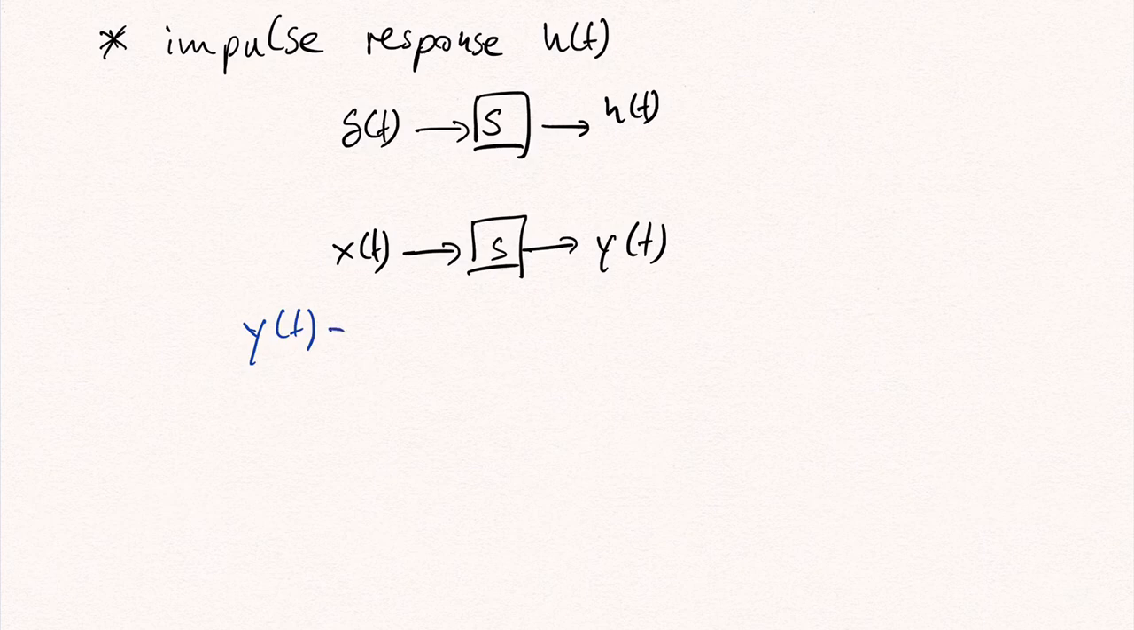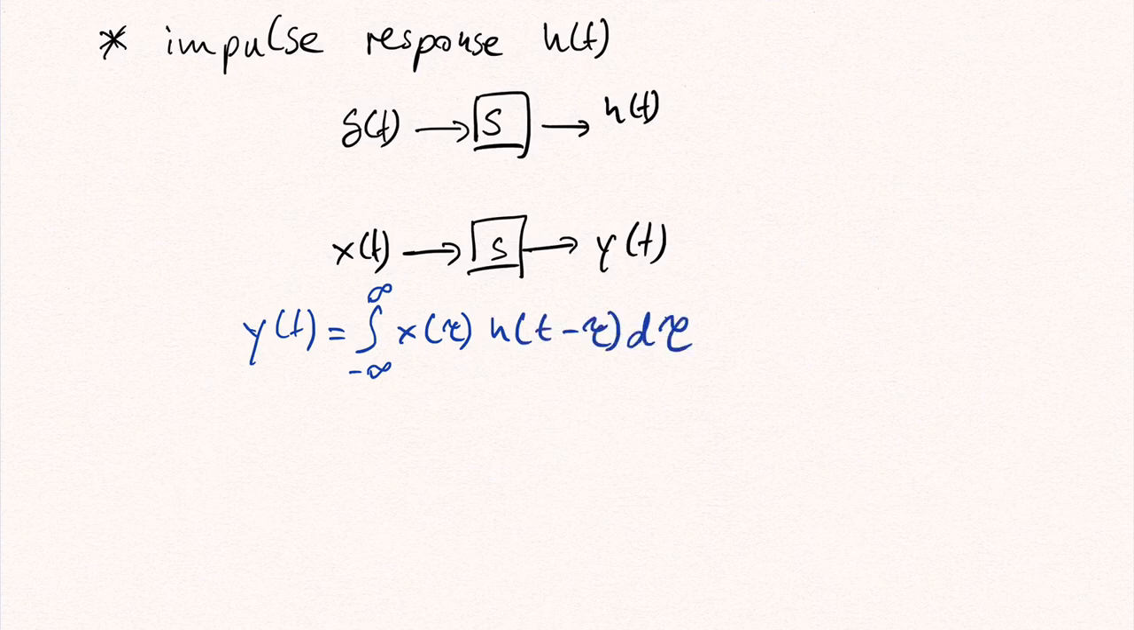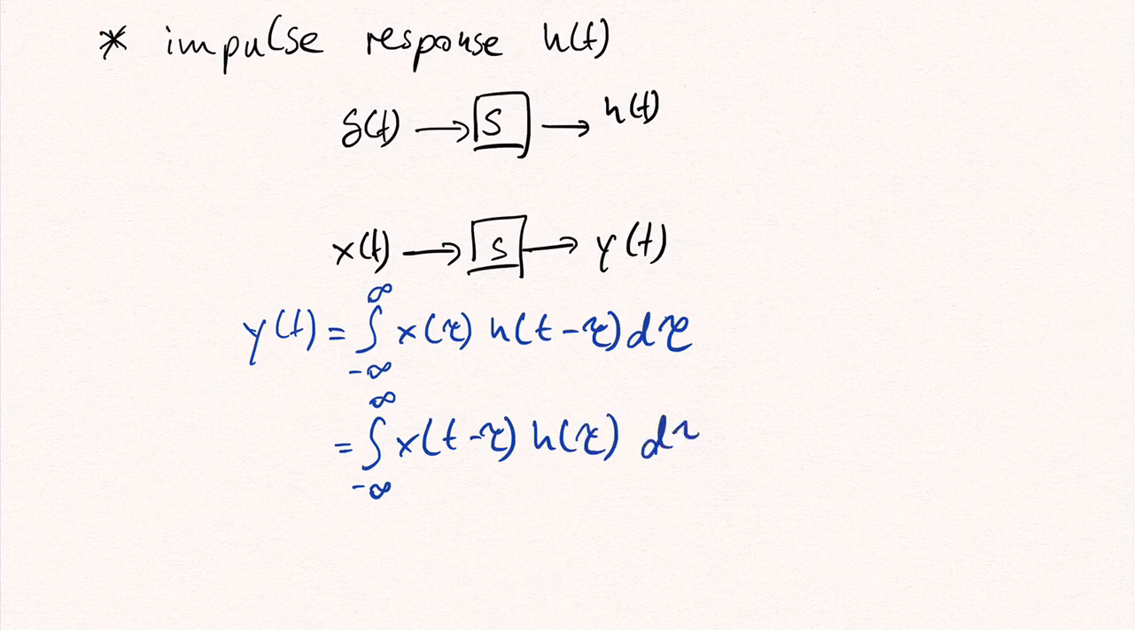y(t) is equal to the integral from minus infinity to plus infinity of x(tau) times h(t minus tau) d tau. This is equivalent to the integral between minus infinity and infinity of x(t minus tau) times h(tau) d tau. This is the convolution integral of x and h, and the shorthand notation is x(t) star h(t).